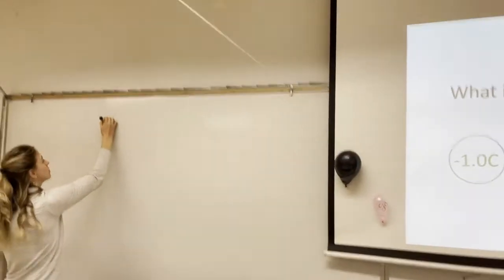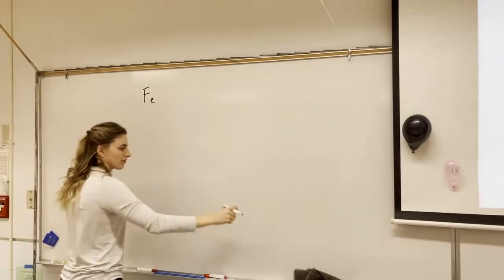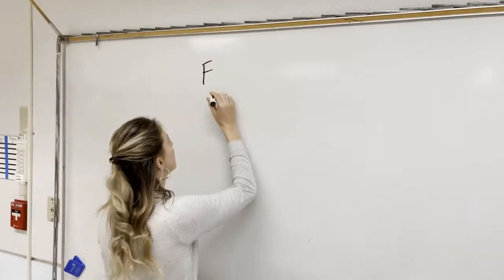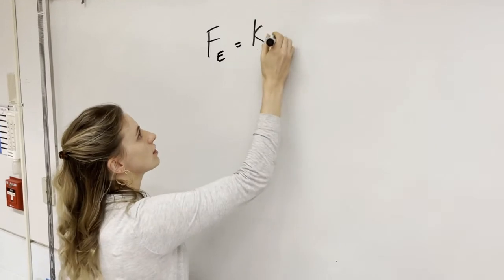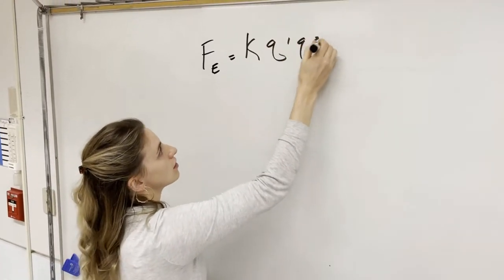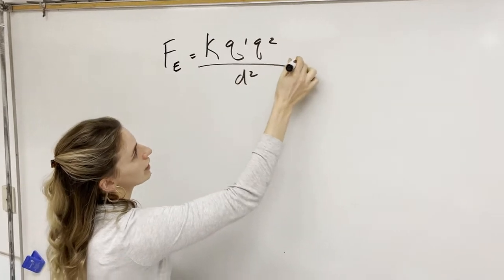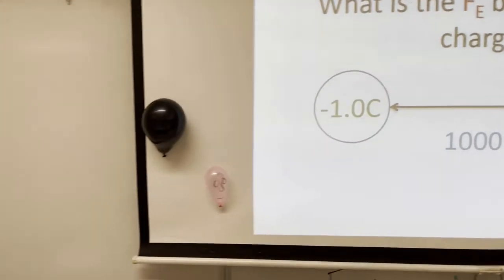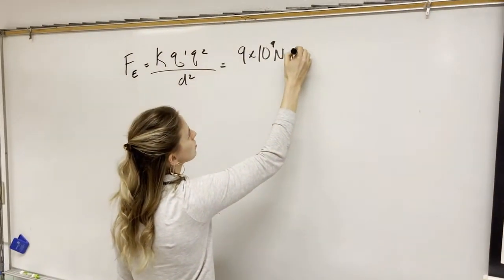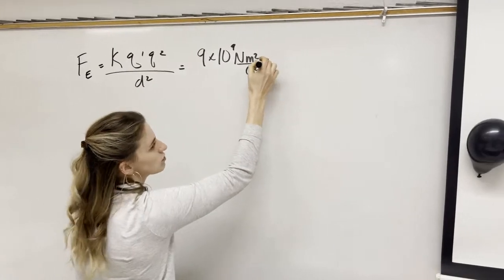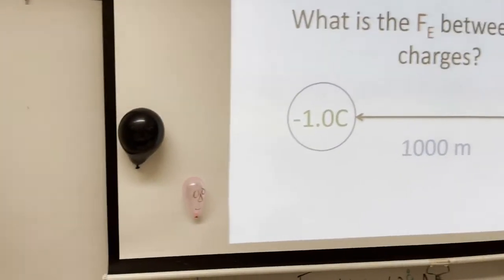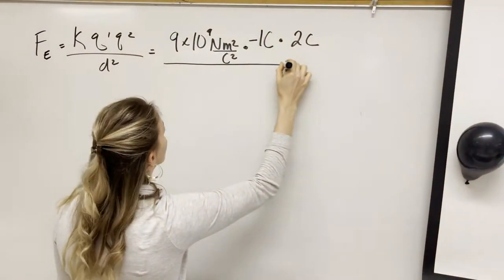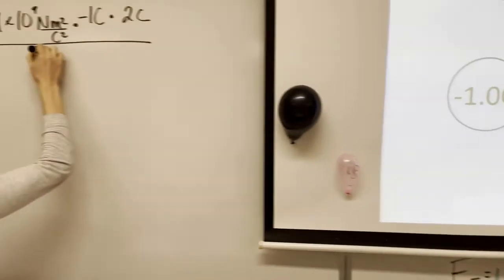It wants to know the electrical force. Electrical force is equal to the constant times Q1 times Q2 over the distance squared. And so you've got the two charges, one's negative, one's positive. Newtons meters squared over Coulomb squared times negative 1 Coulomb times 2 coulombs all over, and they are a kilometer apart, and you square that.